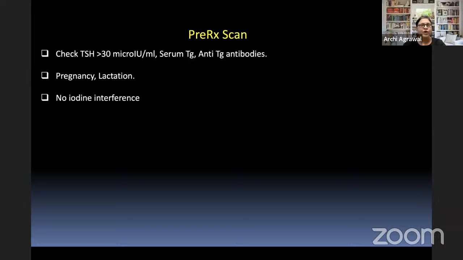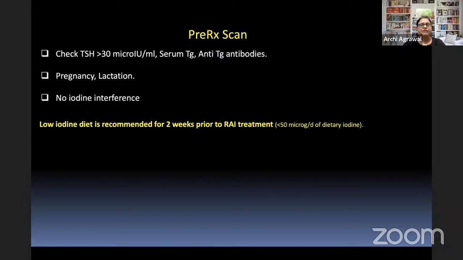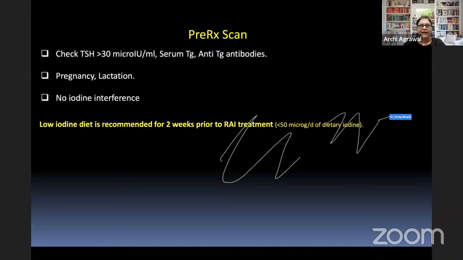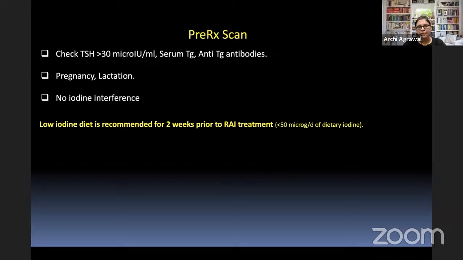And there should be no iodine interference. For that, we should ensure that the patient is on a low iodine diet as recommended for 2 weeks prior to giving radioactive iodine treatment. It should always be a low iodine diet and not a no iodine diet. Low iodine diet is preferred, and it should be less than 50 micrograms per day of dietary iodine.